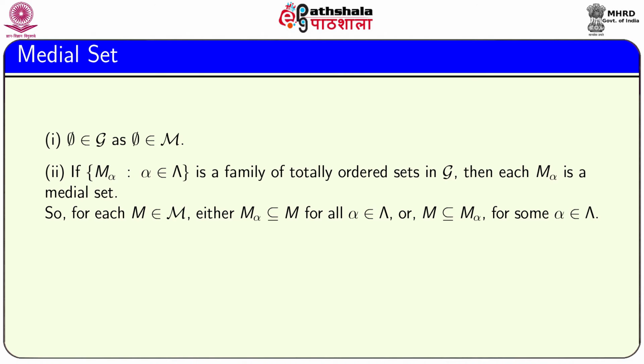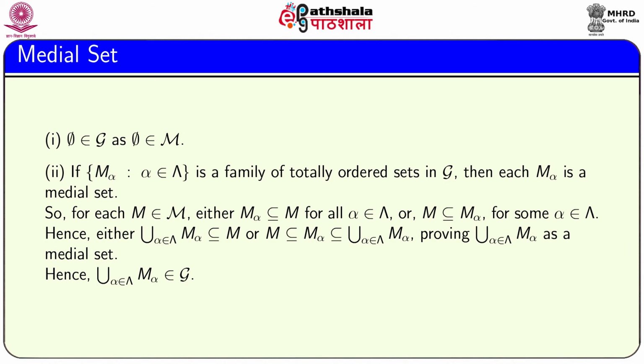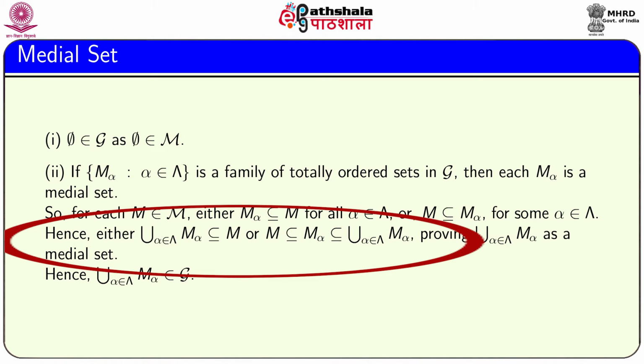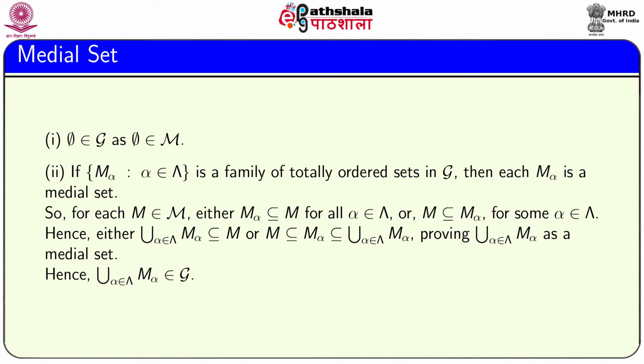If M alpha is a family of totally ordered sets in G, then each M alpha is a medial set, and so for each M belonging to script M, either M alpha is a subset of M for all alpha belonging to lambda, or M is a subset of M alpha for some alpha belonging to lambda. Hence, either union M alpha is contained in M, or M is a subset of M alpha, which is a subset of union M alpha, proving union M alpha is a medial set. Hence, union M alpha is inside G.